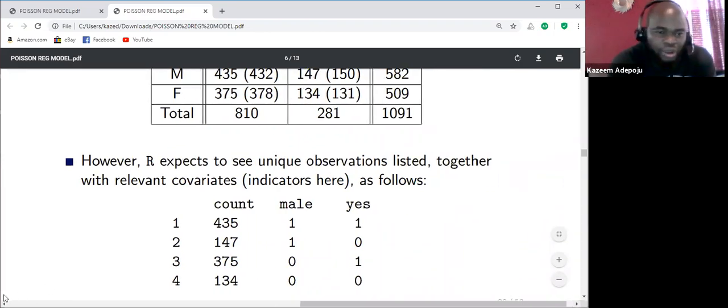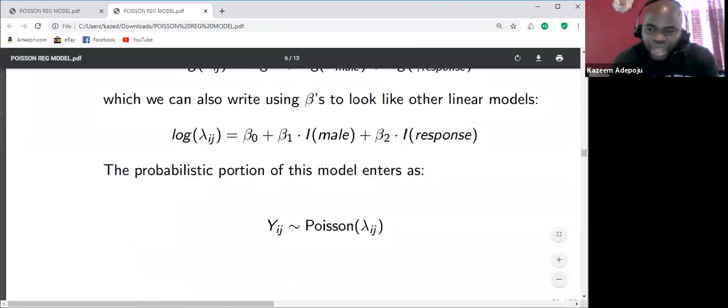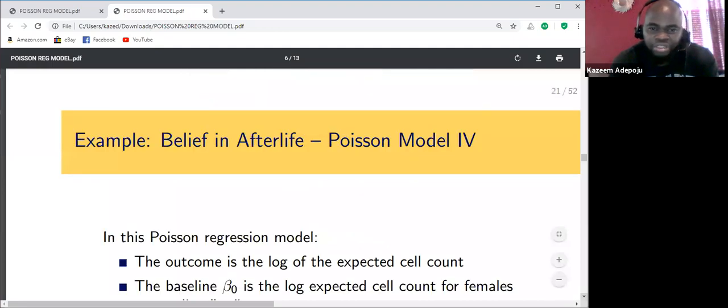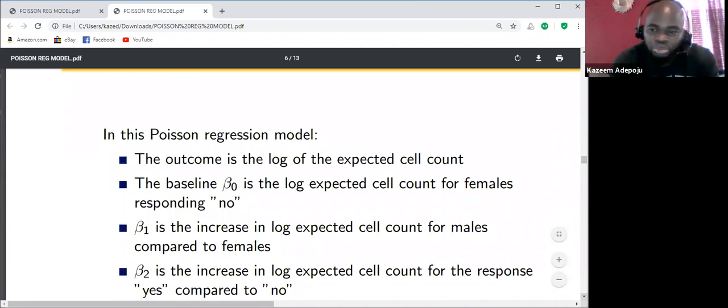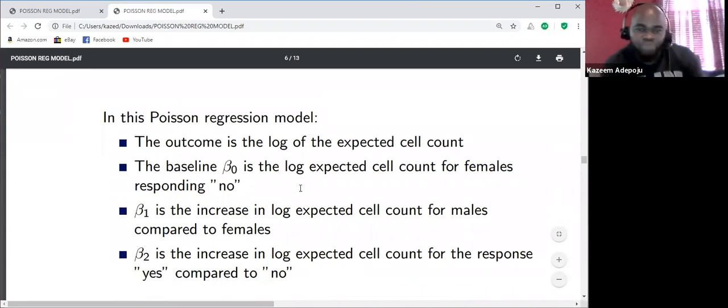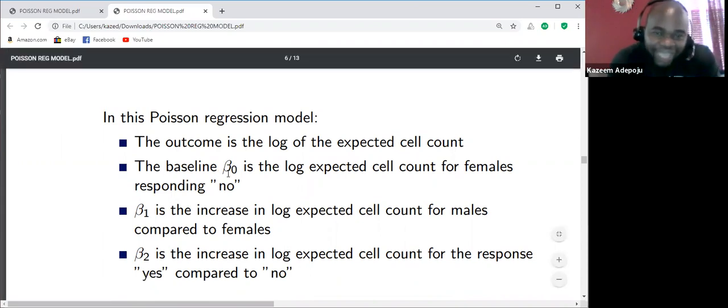Then I'm going to take you through how you can do that in R. But before that, you need to know how to interpret beta naught, beta 1, and beta 2. The outcome is the log of the expected cell count, and the baseline, which is beta naught, is the log expected cell count for females responding no.